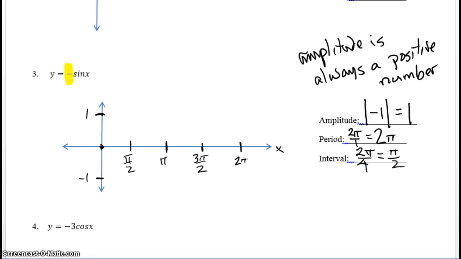So what does the negative do, you ask? The negative, as I move along the wave, as I start at the origin and move to the right, normally we would go up. But because it's negative, I now go down. And then repeat the pattern that I had before. So now the graph of y equals negative sine x looks like this. Instead of going up, it goes down.